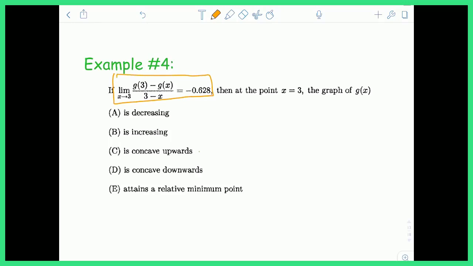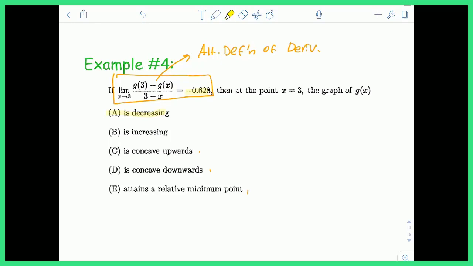Well, I haven't really taught you how to infer those, but we can just automatically assume one thing. This right here is the alternate definition of the derivative, right? Which means it's the slope. I'm telling you the slope is negative. So if the derivative is negative, if the slope is negative, then by definition, the original must be decreasing. 100% true, that's the answer.